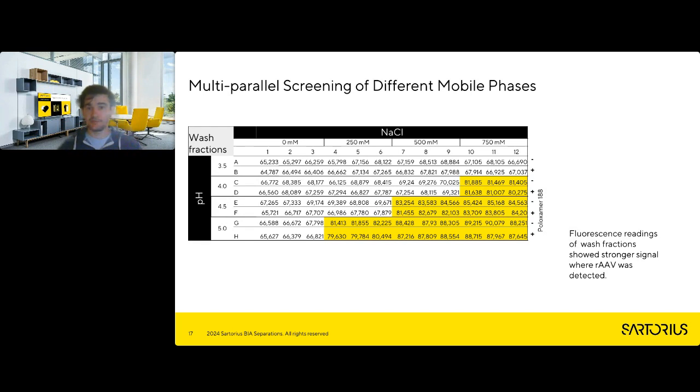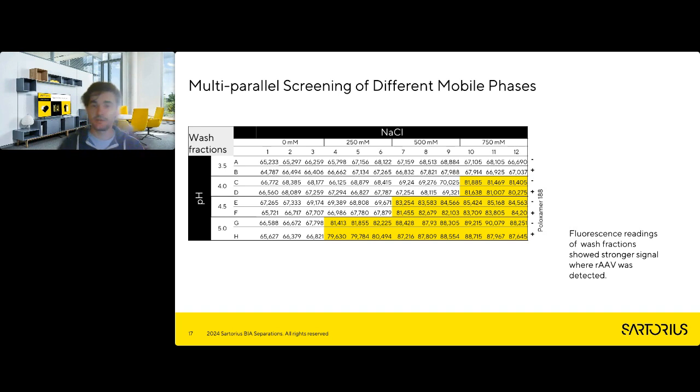When we loaded the plate, we analyzed the wash fractions and saw that some AAVs didn't bind. The higher the fluorescent signal, the higher the AAV signal inside. That means that if this is in the wash fraction, the AAV didn't bind to the chromatography media. That means that it eluted in the flow-through, and those were not the best conditions for the capture step of AAV.